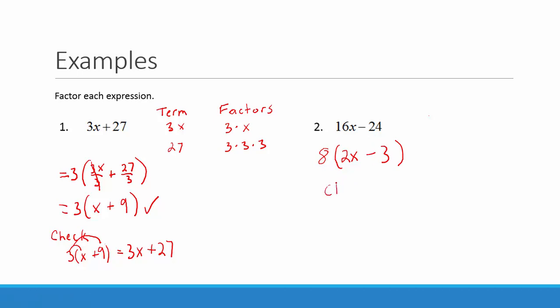And we can check this by distributing the 8 through the parentheses and see if we get our original problem back. 8 times 2x is equal to 16x. And 8 times negative 3 is equal to negative 24.